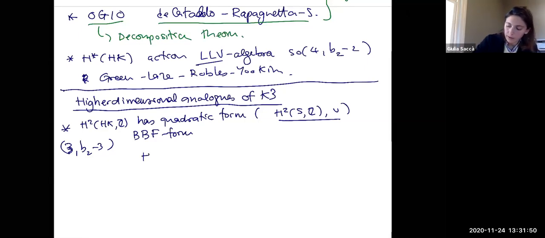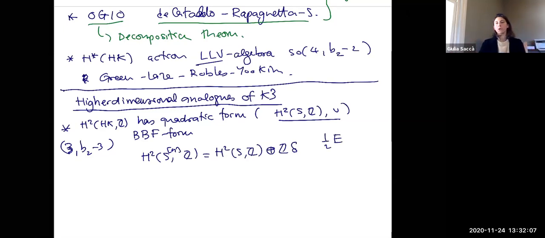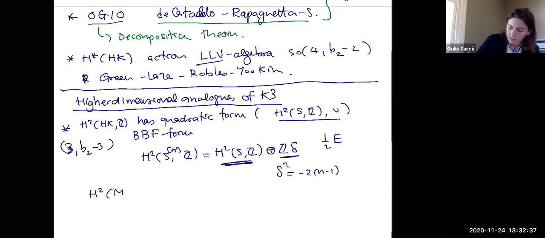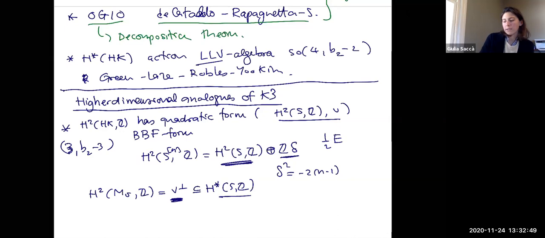For the H2 of the Hilbert scheme of n points on the K3, it breaks into the H2 of the K3 itself, direct sum a class which is one half of the exceptional divisor of the Hilbert-Chow morphism, and this has square minus 2(n minus 1). So the Beauville-Bogomolov form is just the intersection pairing here, and it's this on the other side. I think this came up in Sam's talk: there's an identification of the integral cohomology of a moduli space with the orthogonal complement of the Mukai vector in the full cohomology of the K3. So the intersection pairing on these moduli spaces is inherited from the pairing we get here.